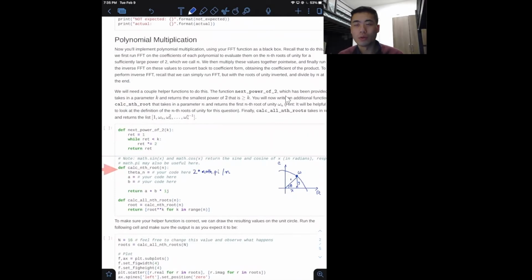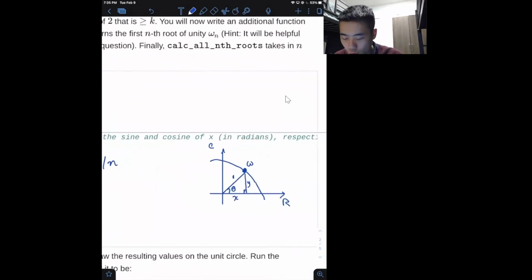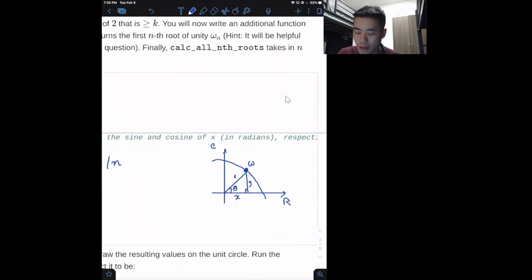The simple reason is that we know the nth roots of unity are all evenly spaced around the unit circle. And so, since the unit circle is 2 pi radians, the first nth root of unity is going to be located at angle 2 pi over n. If you look over here, I drew out the complex plane to illustrate that. If omega is my root of unity, cosine of theta is equal to x over 1, and notice the radius is 1 because this is a unit circle. Similarly, sine of theta is equal to y over 1.